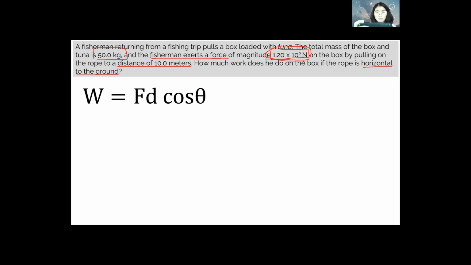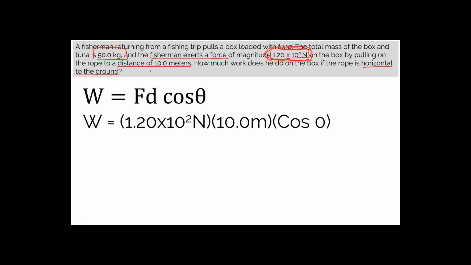But this time, since the fisherman is exerting force on the box, which is 1.20 times 10 to the power of 2 Newton, therefore there is a specific applied force that is being exerted on the box, and that is the 1.20 times 10 to the power of 2. Since this is the applied force, this is what we will use as the force for the work done. So applying 1.20 times 10 to the power of 2 Newton times 10.0 meters, which is the distance, times cosine 0.